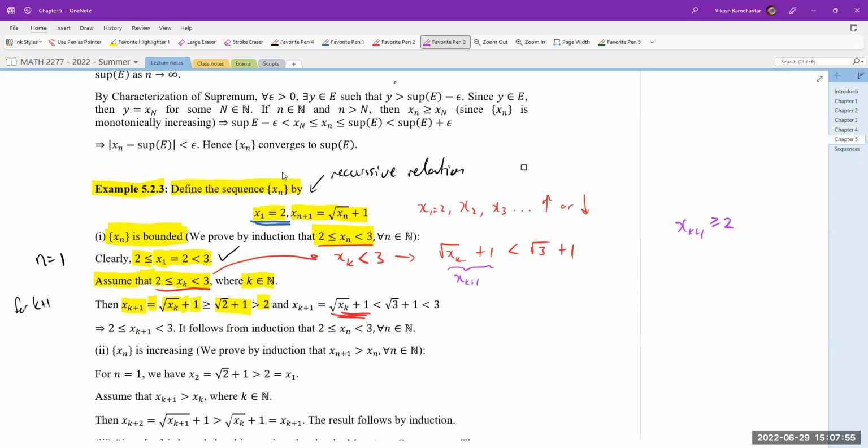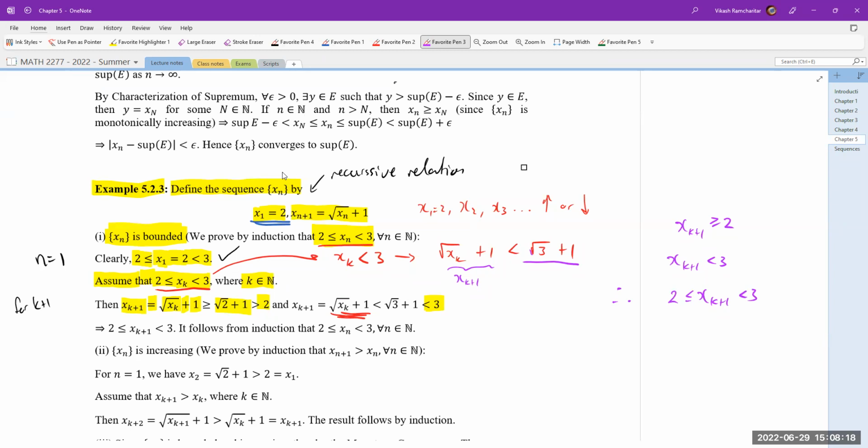So x_{k+1} is less than root 3 plus 1. And if you plug this into your calculator, you'll get a number less than 3. So from the second part, we know that x_{k+1} is less than 3. So therefore, x_{k+1} lies between 3 and 2, including the 2.